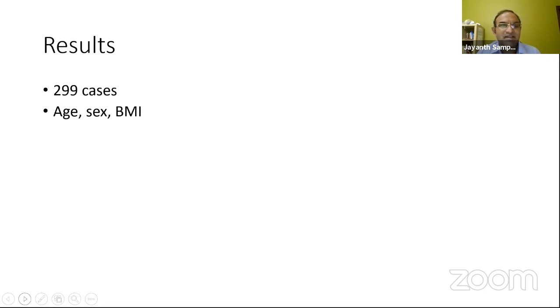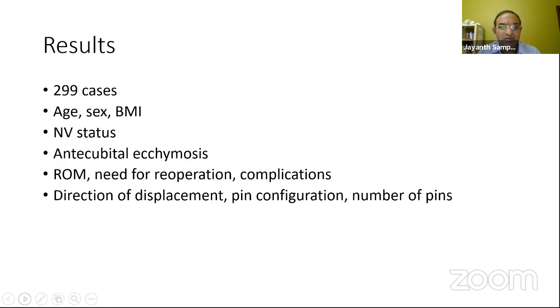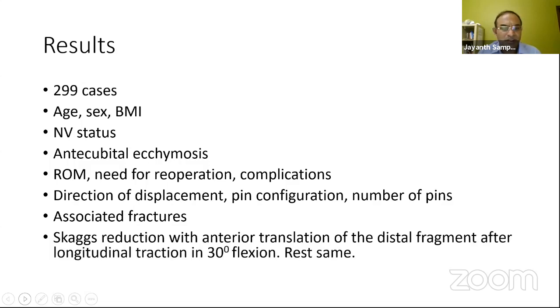They looked at age, sex, and BMI, neurovascular status, whether there was antecubital ecchymosis or not, which is an indirect indicator of the amount of soft tissue injury. They also looked at post-op range of motion, need for reoperation, and any other complications. They also looked at the direction of displacement, pin configuration, and number of pins used. And they also looked at associated fractures.